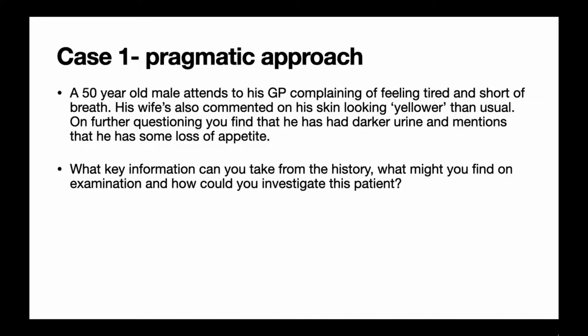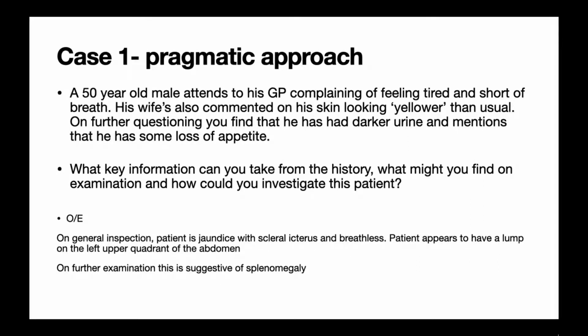Okay, so we do take some history, and then we start to think about examining the patient. We find that on general inspection, we can confirm the patient is jaundiced. They have some scleral icterus and breathlessness at rest. They also have a lump in the left upper quadrant of the abdomen, and when you examine the abdomen, you find that this might be suggestive of splenomegaly. Okay, and then we do some investigations.